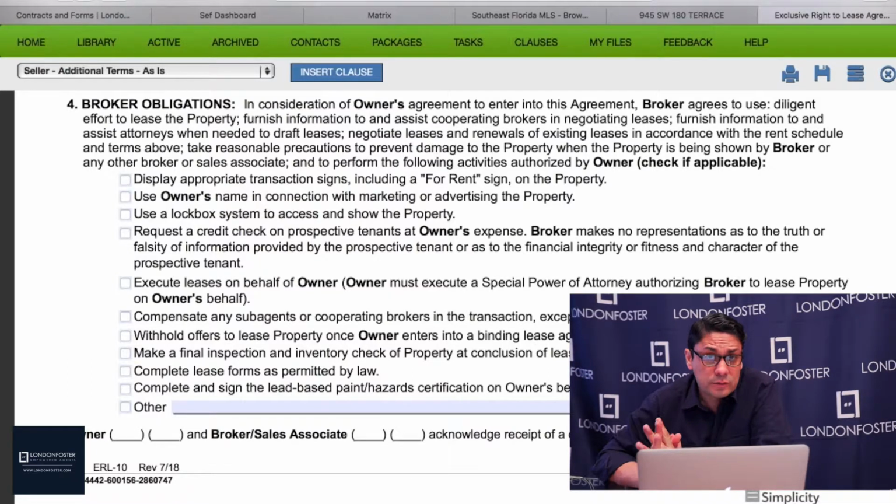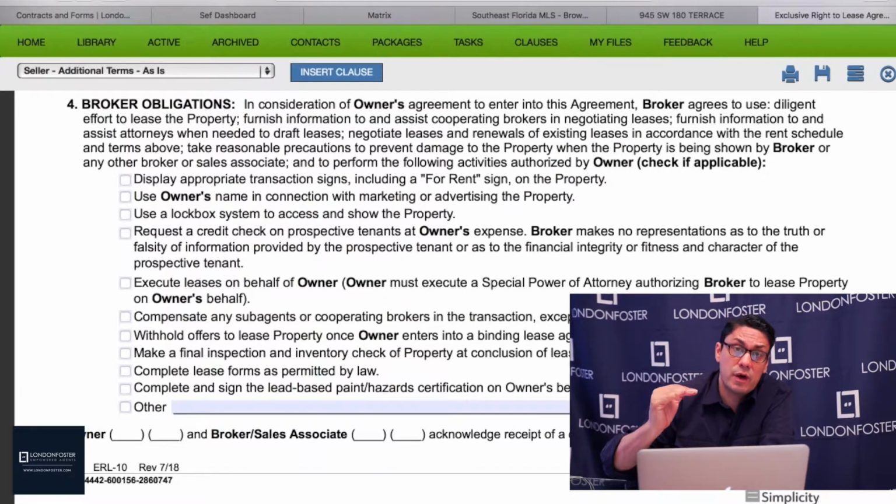In other words, we're going to do our due diligence and do the best that we can in order to make sure that this happens. So here we're going to go over some of the requirements or some of the things that we do or do not do, and we need to click or check off on them so that the seller is aware of exactly what's going to be.